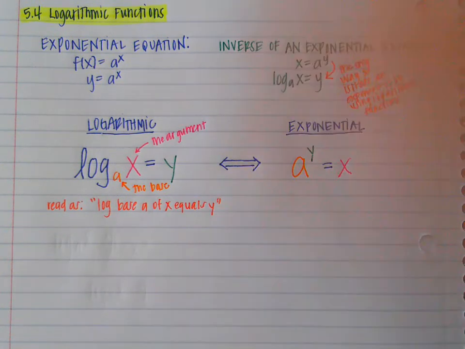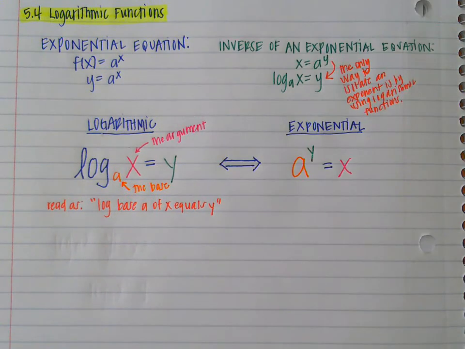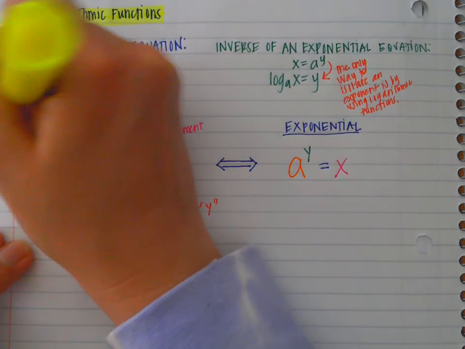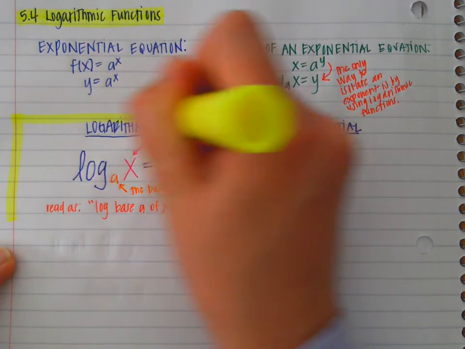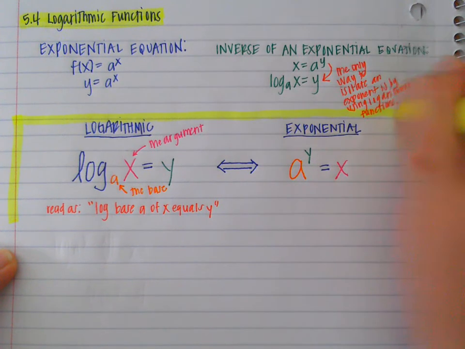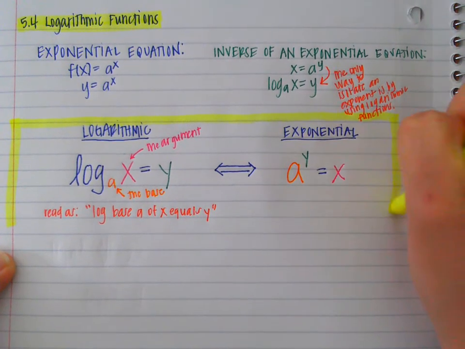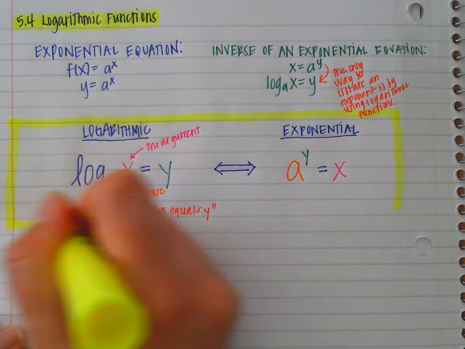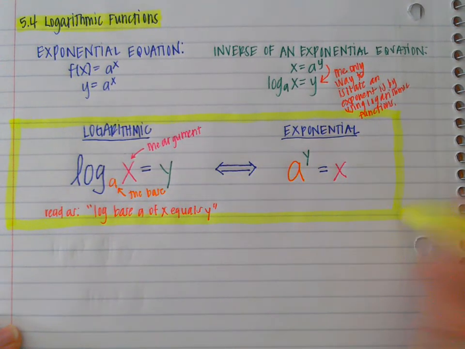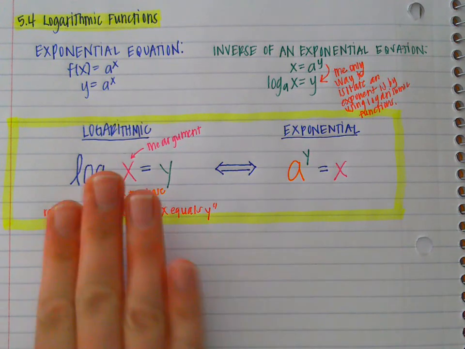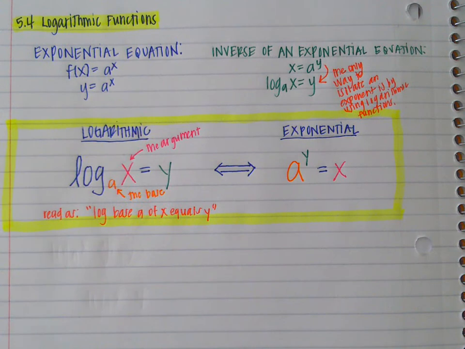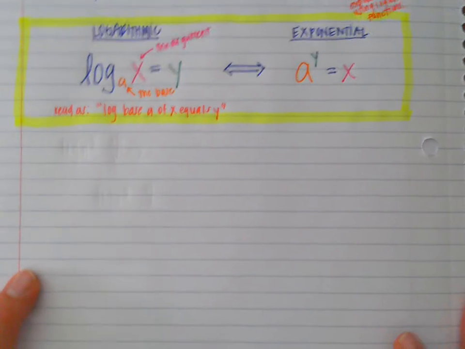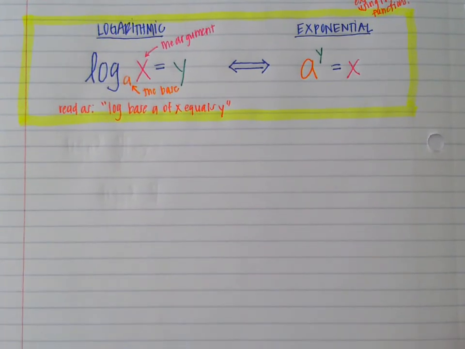Okay, so this is huge. This is probably one of the most important things of this entire section. If you don't know this, then you're not going to be able to follow through with the rest of this unit. So just knowing how to go from a logarithmic to an exponential and then an exponential to a logarithmic is huge. So we're going to do a bunch of examples and a lot of practice.